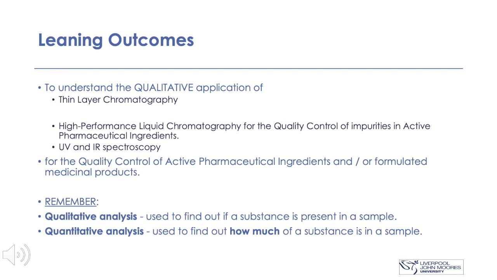Remember that qualitative analysis is used to find out if a substance is present in a sample. It's a yes or no analysis and rarely involves numbers. In our case, the qualitative analysis of medicines will tell us if the drug that the medicine claims to be or claims to have is the one that they say. And quantitative analysis will tell you how much of this drug is in the medicine or in the API, the purity of it in percentage.